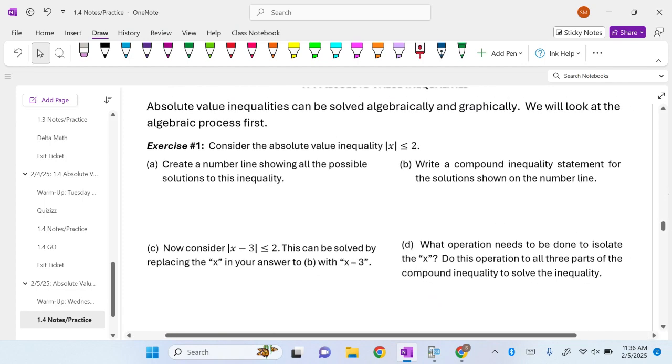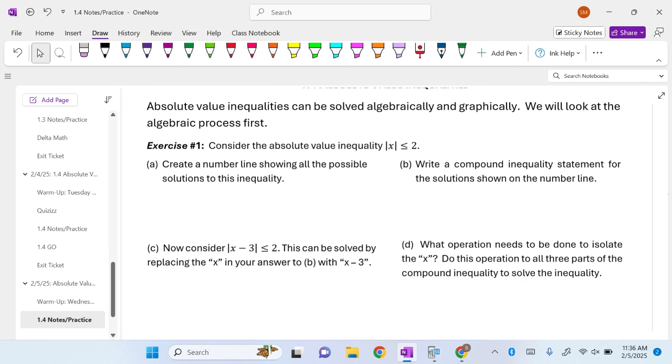Now, with absolute value inequalities, there's two different ways that you can solve them. You can solve them algebraically, which some of them you have to solve algebraically. But then there's also some instances where you can solve them graphically. Depending on the type of problem, graphically may be the easier way to go.